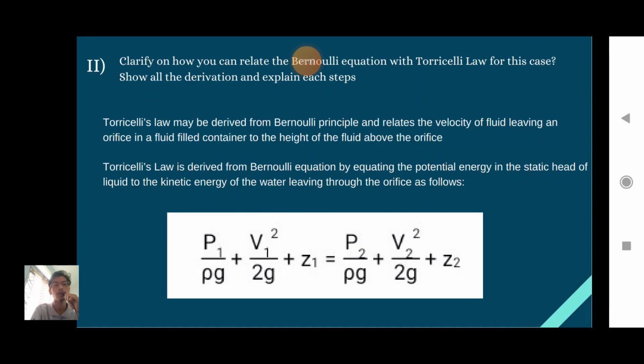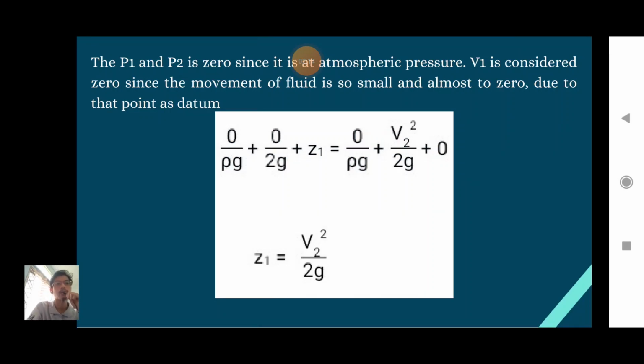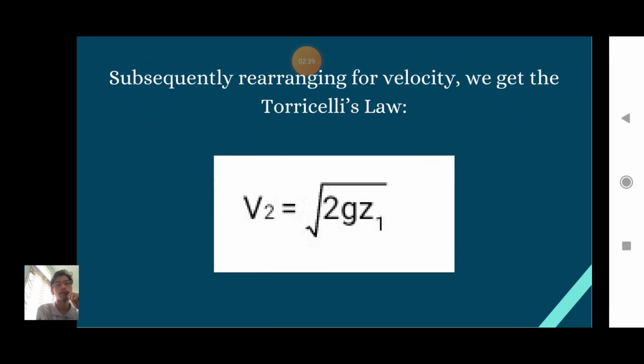Torricelli's law is derived from Bernoulli equation by equating the potential energy in the static head of liquid to the kinetic energy of the water leaving through the orifice as follows: P1 per rho g plus V1 squared per 2g plus Z1 equal to P2 per rho g plus V2 squared per 2g plus Z2. The P1 and P2 is 0 since it is at atmospheric pressure. V1 is considered 0 since the movement of fluid is so small and almost 0, due to that point as datum. And we get this equation: 0 per rho g plus 0 per 2g plus Z1 equal to 0 per rho g plus V2 squared per 2g plus 0. We get Z1 equal to V2 squared per 2g. Subsequently, rearranging for velocity, we get the Torricelli's law: V2 equal to square root 2gz1.